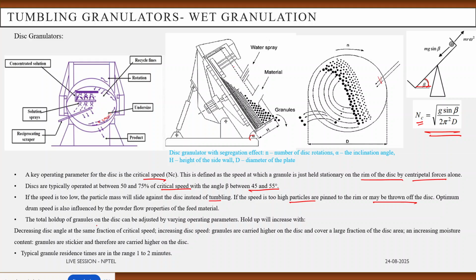The total holdup of the granules on the disc can be adjusted by varying operating parameters. The holdup will increase with decreasing the disc angle at the same fraction of the critical speed. Also, by increasing the disc speed, granules are carried higher on the disc and cover a larger fraction of the disc area, and by increasing moisture content, granules are thicker, therefore they can carry higher on the disc. Typical granule residence time in this disc granulator is up to 1 to 2 minutes.